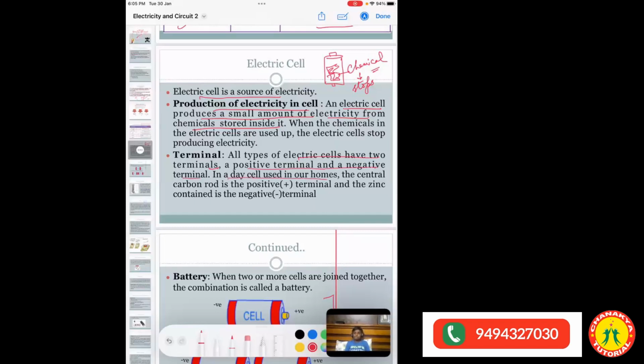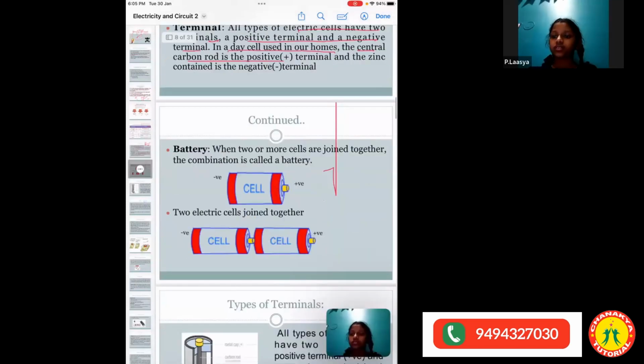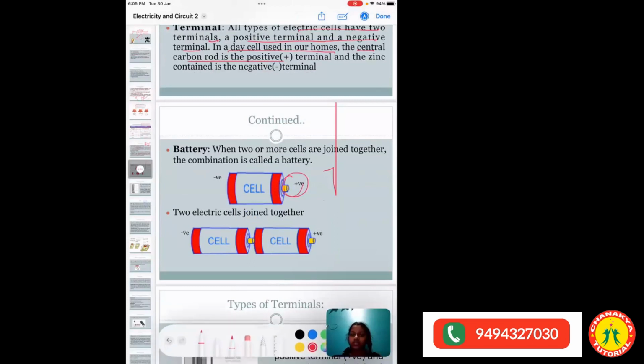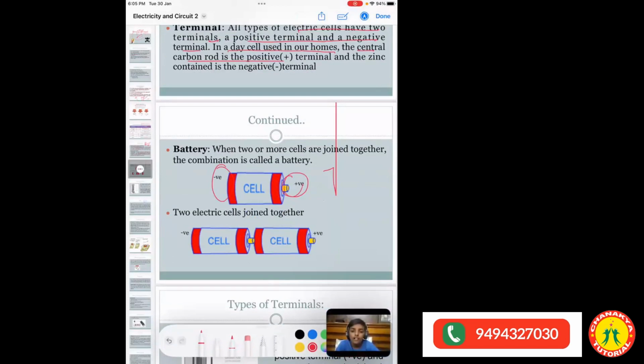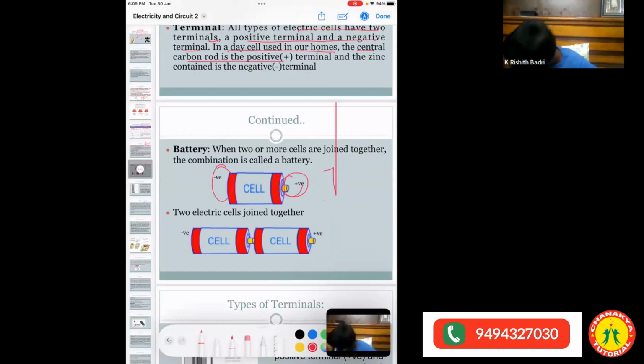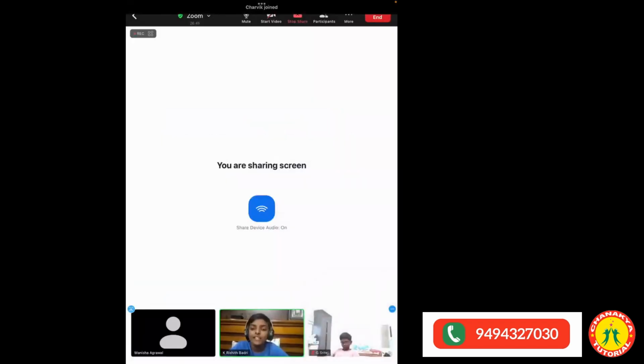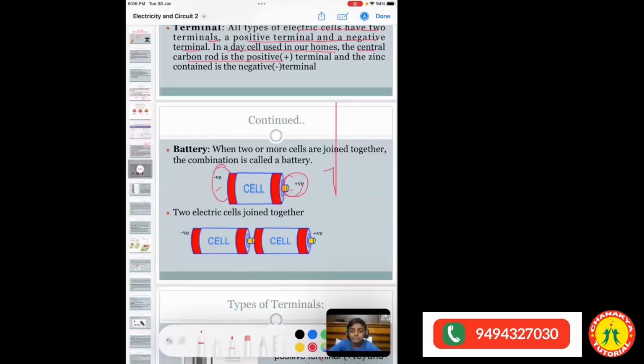In a dry cell used in our homes, the central carbon rod is the positive terminal. So if you see this cell, this end has the positive terminal, and this end will have the negative terminal. Which spring? I thought you meant the place where we keep the cells in the remote. No. So this is positive, this is negative.